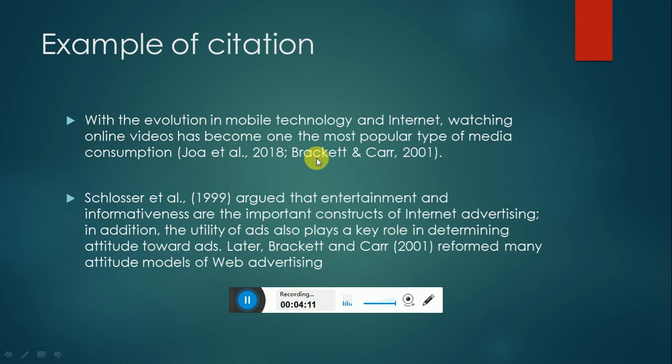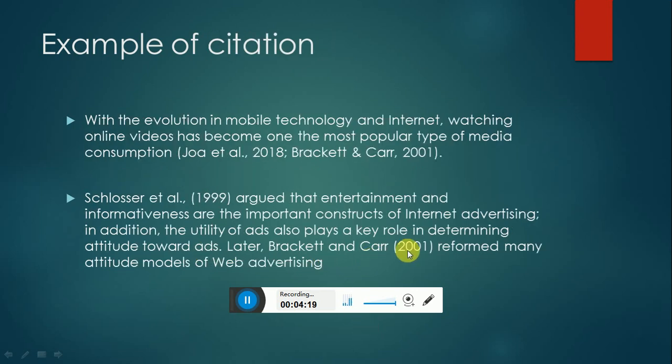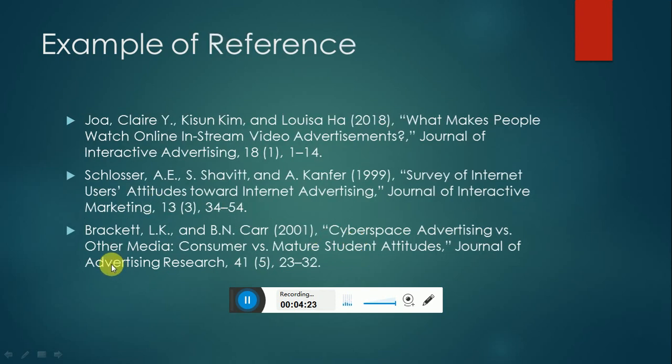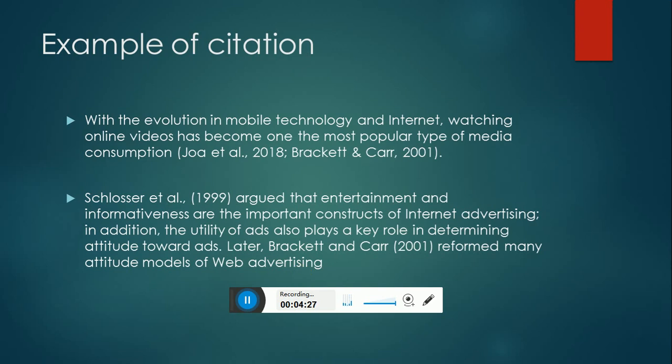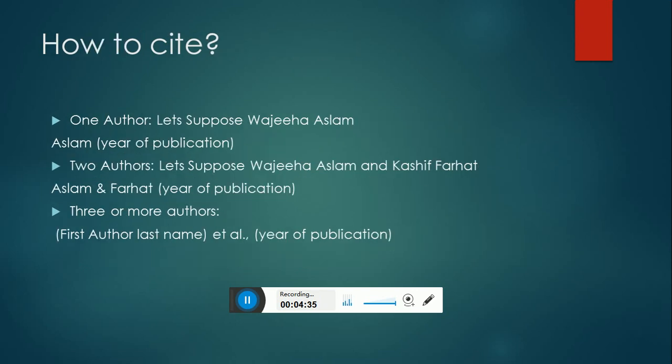Again, you can see that this is the citation, Scholasser et al., 1999, and here is the reference as well. Again, Card 2001 is cited in two places, so you can see the reference over here. So this is the main difference. This is called citation, and these are the references in which we have to provide each and every detail of the particular citation. All right, so now what's the process of citing?